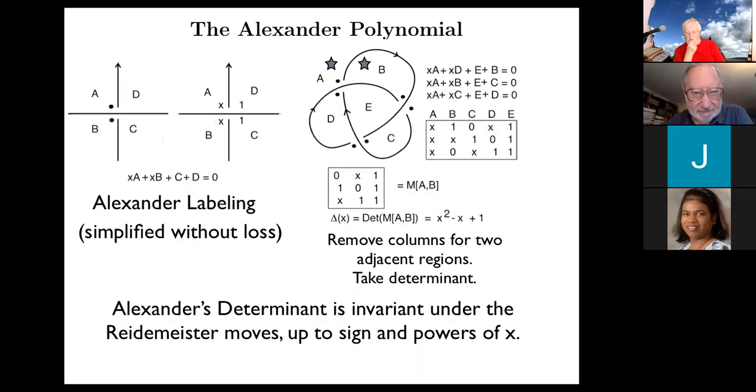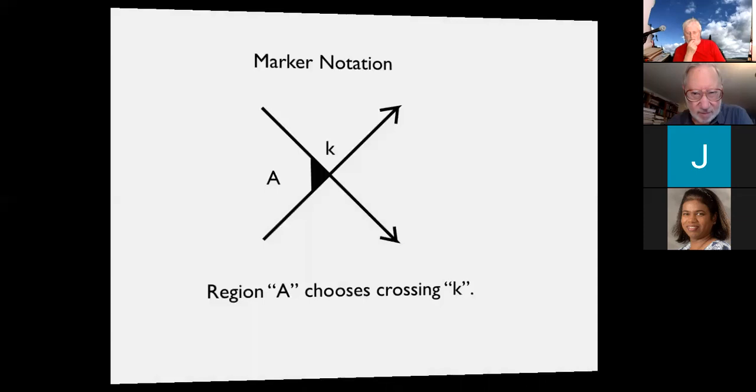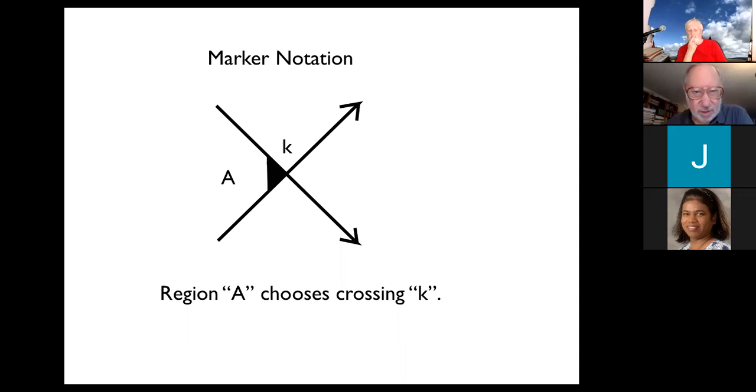So you now know how to compute the Alexander polynomial. I'm going to introduce a notation. This notation puts a little marker, not a dot, but a single dot, you might say, that fills in a corner, one of the four corners at a crossing. And that filled in corner or marker can be thought of as saying that the region A chooses the crossing K.